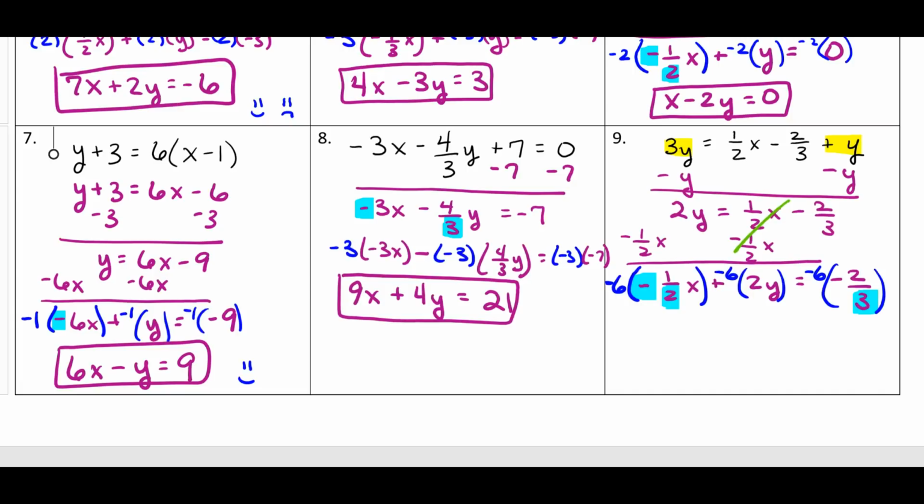So negative 6 times negative 1/2 is positive 3x. Negative 6 times 2y is negative 12y. And negative 6 times negative 2/3 is actually a positive 4. So we've gotten rid of the negative on the x. There are no decimals or fractions now, and x and y are on the same side. So this is now in standard form.